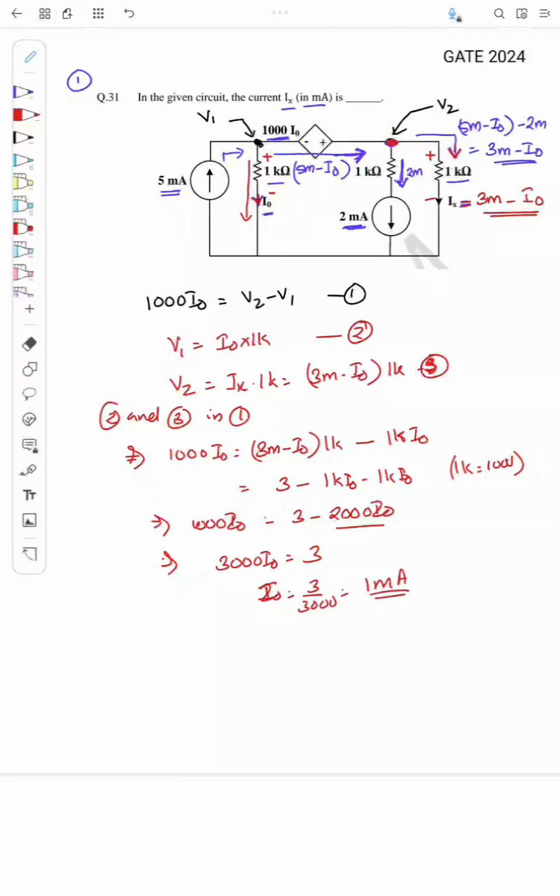So I naught here is 1 milli. So what is Ix? Ix is 3 milli minus I naught, or 3 milli minus 1 milli, that is 2 milliampere. So answer is to be written in milli, right? So Ix is equal to 2 milliampere.